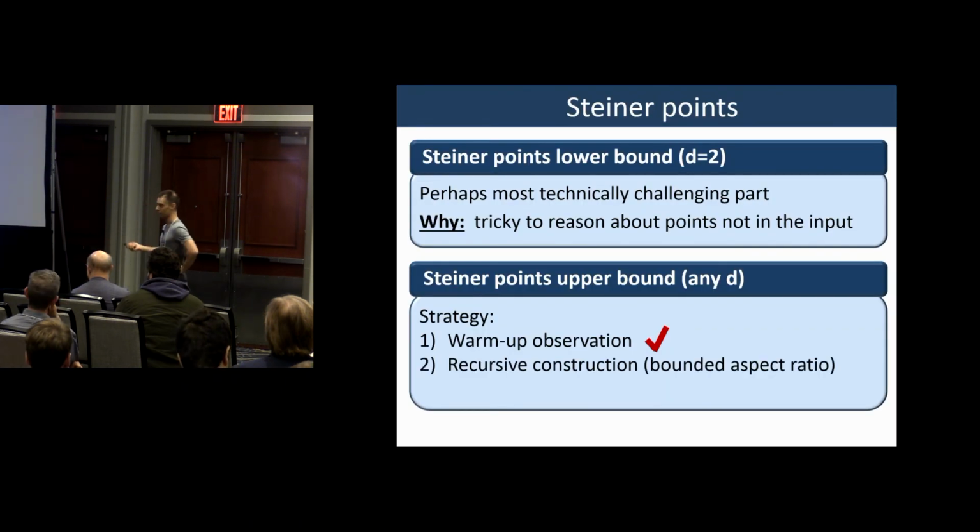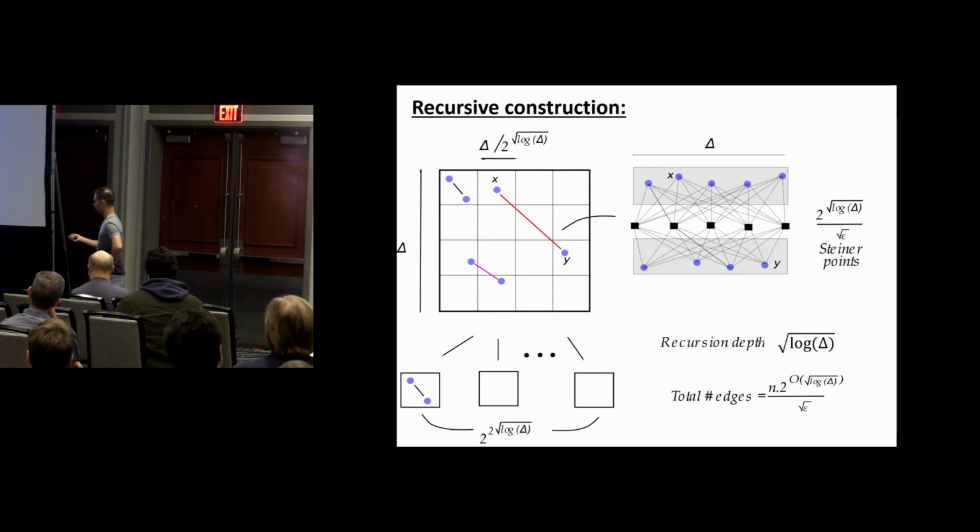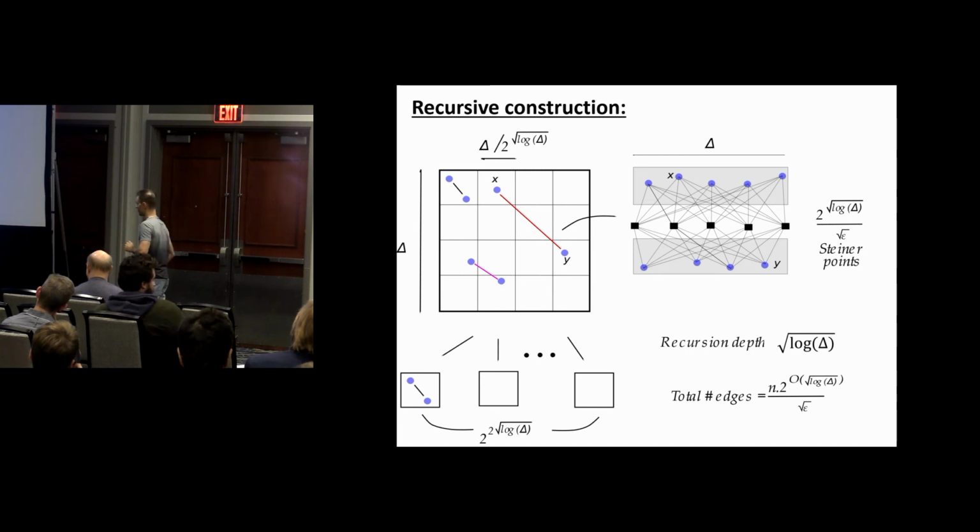The second part is to employ this recursively. There are some details here, of course, but we take a big enough square of side length delta that encloses all the points. And all the pairwise distances that are large are handled by the warm-up observation from before. It's very easy to connect all the points that are far from each other using the warm-up observation and very few edges. Actually, the crux is the small distances. And we handle them recursively.